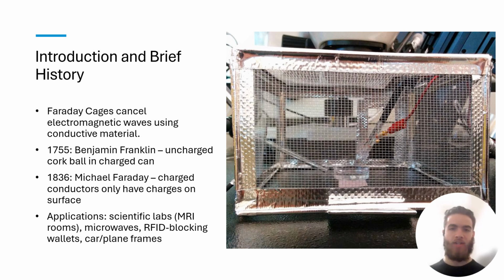In the present day, applications include scientific experiments, for example, MRI rooms. So when you need to reduce noise in measurements that require lots of accuracy, you might use a Faraday cage. Also, microwaves, you want to keep the waves inside of the device. There are also RFID blocking wallets to prevent your card from being scanned when you don't want it to. Car and plane frames are made out of metal and they can protect against lightning strikes. Also, we can see an image here of a Faraday cage being used to perform an experiment.